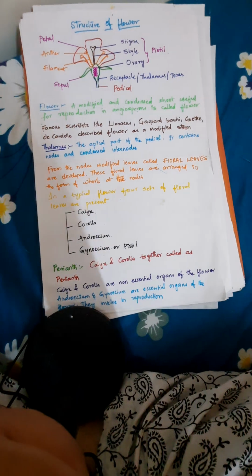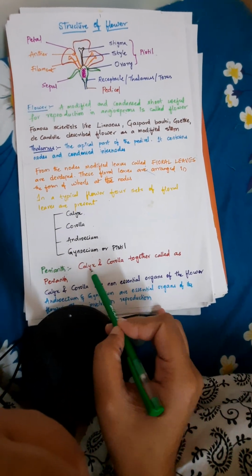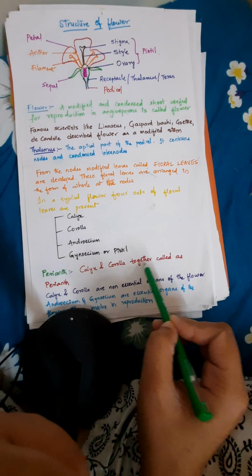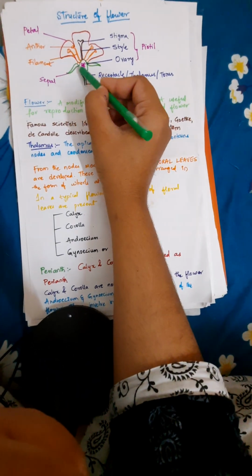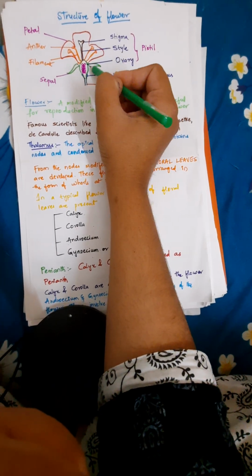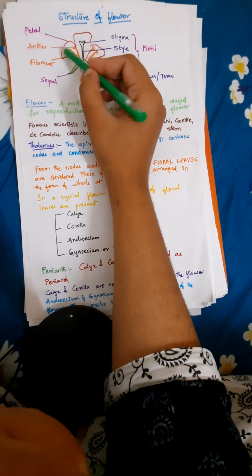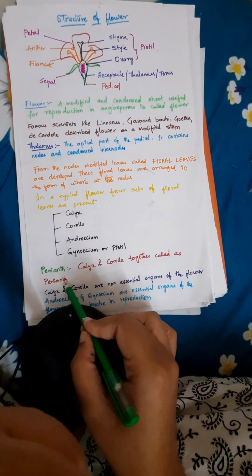Then coming to the perianth. What is perianth here? Perianth is nothing but calyx and corolla. They together are called the perianth. See here, this is the calyx or sepals, and this colorful part of the flower is known as the petals. So calyx and corolla both together are called the perianth.